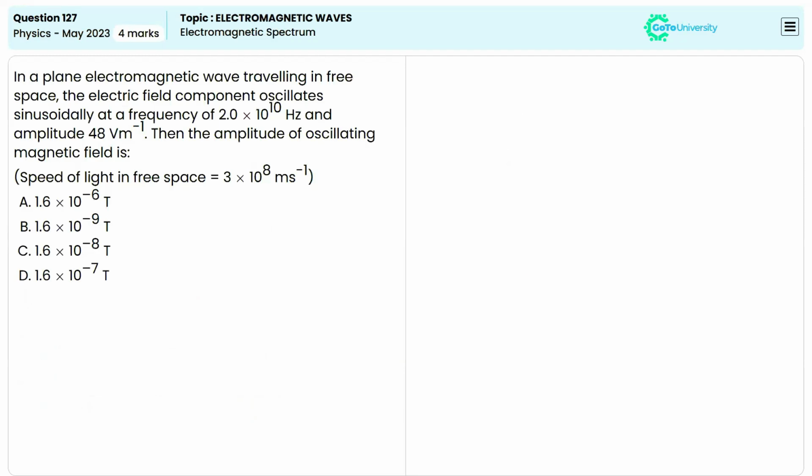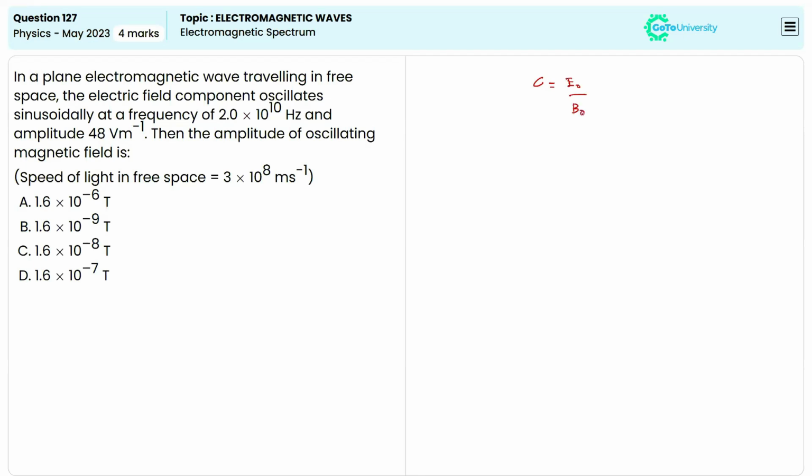Now, check this question and tell me the answer. What will be the correct answer for this question? First, let me know which formula we have to use. Here we are calculating the amplitude of an oscillating magnetic field, right? It's known that the amplitude of an oscillating magnetic field can be calculated using the formula C is equal to E naught divided by B naught, right?